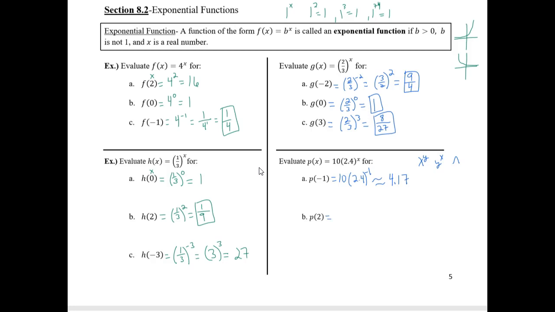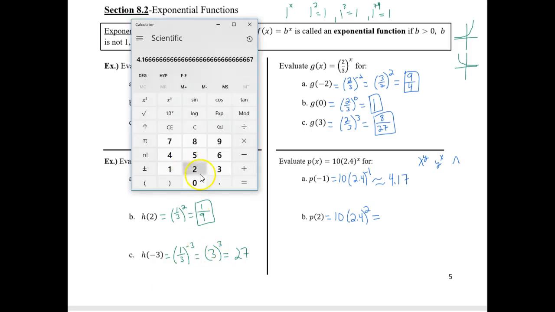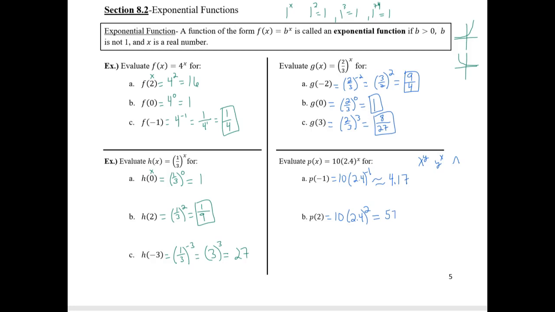Alright, let's do the next one. 10 times 2.4 squared. So first we're going to start with 2.4. We're going to square it and then multiply by 10. So 57.6. And there you go. So now we can evaluate functions in whichever form. Just make sure you follow order of operations, and negative exponents take the reciprocal.